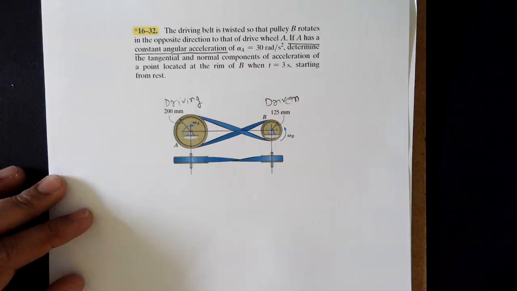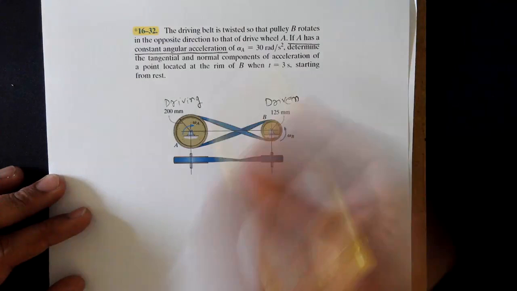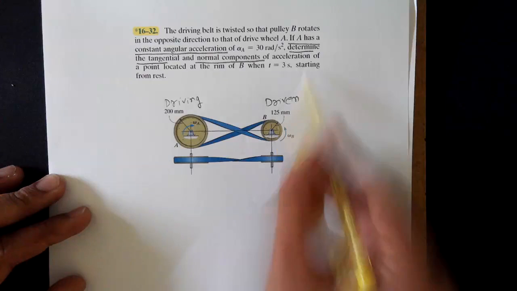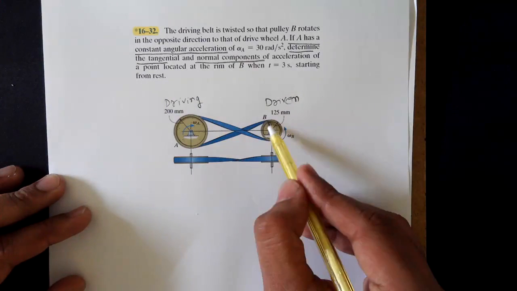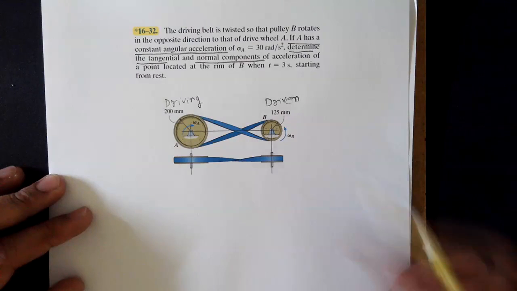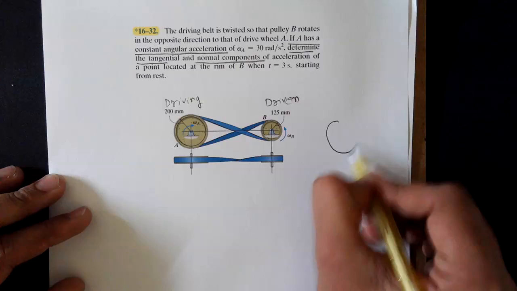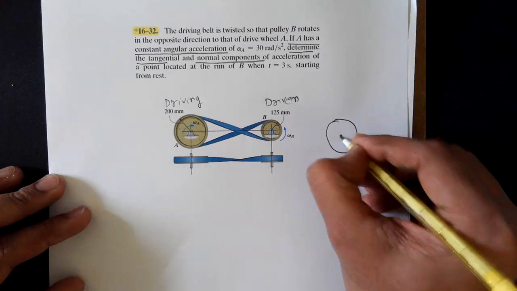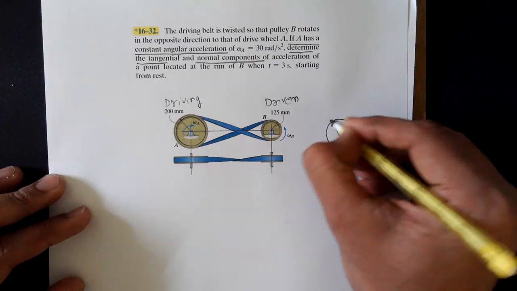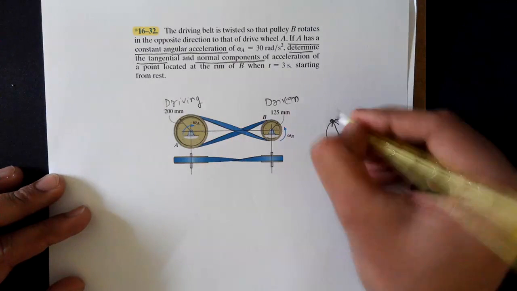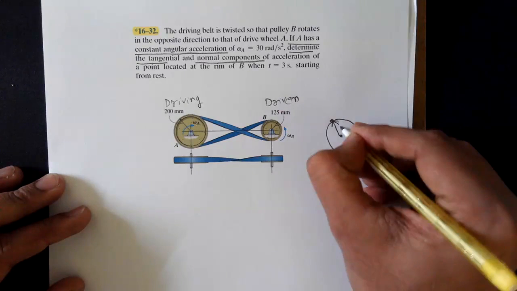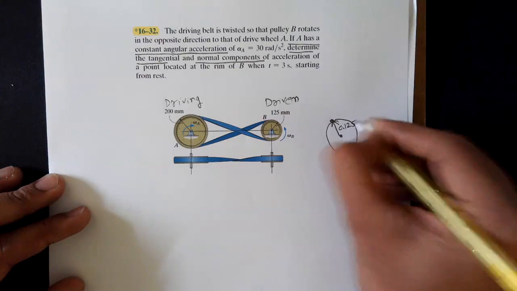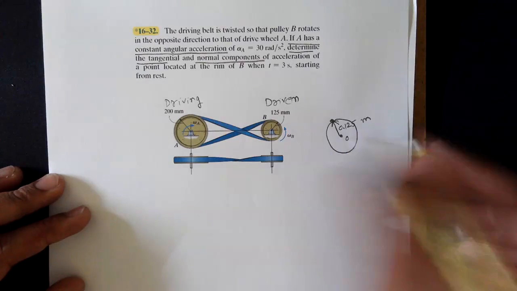Okay, so let's go back to our discussion. What we need to do in this problem is determine the tangential and normal components of the acceleration for point B, which is located at the rim of pulley B. If I draw this diagram for pulley B separately, this is the center of rotation for pulley B, and this is any point we select. Let's say this point is at a distance of 125 millimeters. I'll convert this into meters: 0.125 meters from the center of rotation for pulley B.